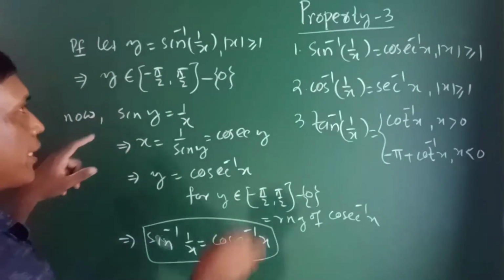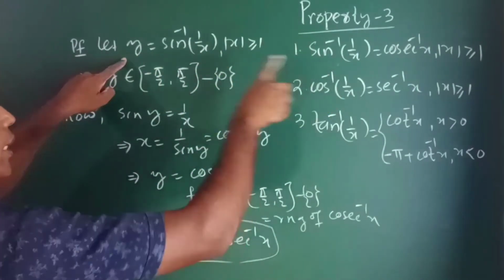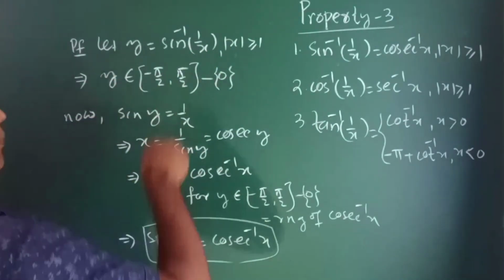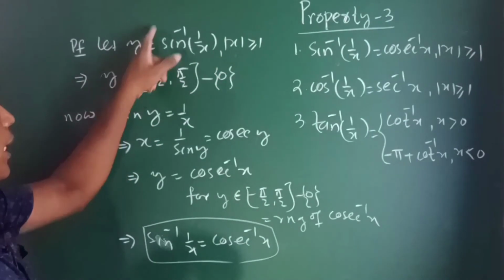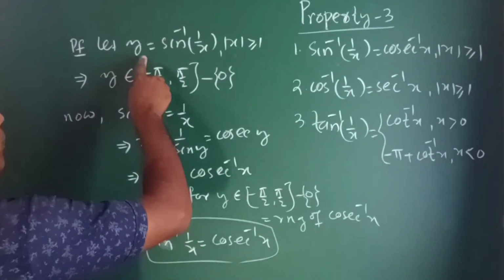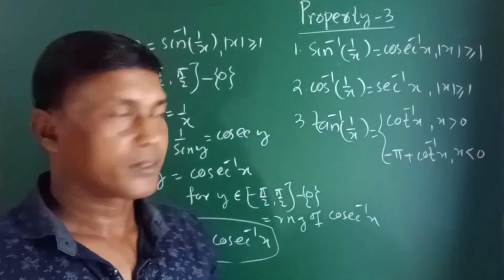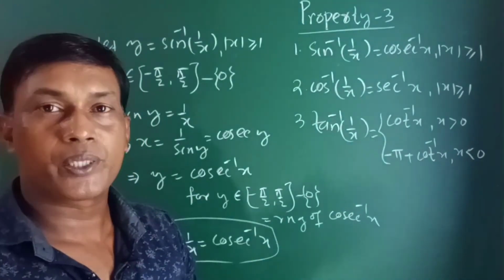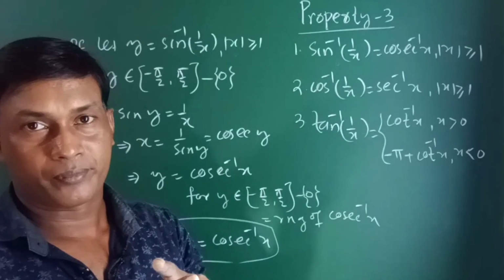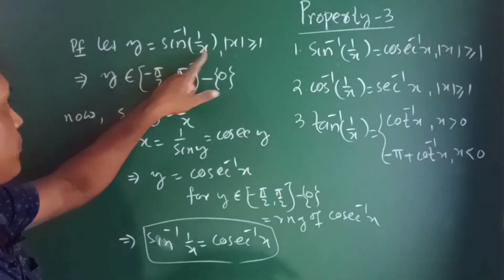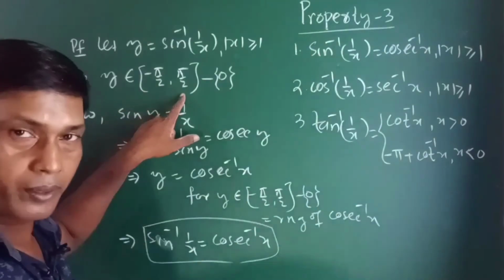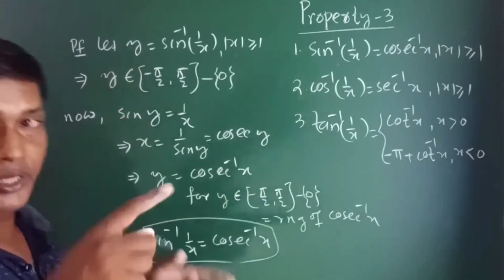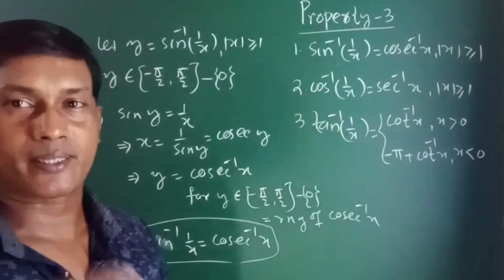Look here. Let y be equal to sin inverse 1 by x, where modulus of x is greater than or equal to 1. The value of sin inverse lies in the range of sin inverse, which is minus pi by 2 to pi by 2, the closed interval. So y belongs to minus pi by 2 to pi by 2. But what happens if y is 0? Then what will be the value of x?